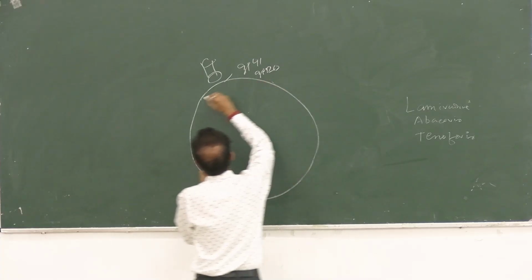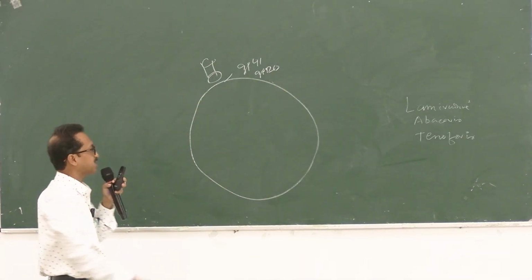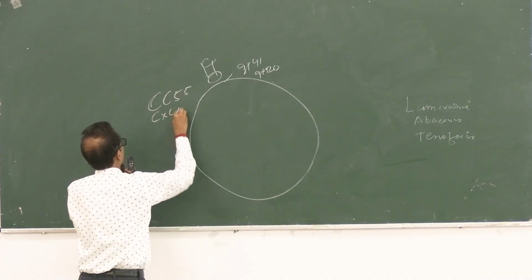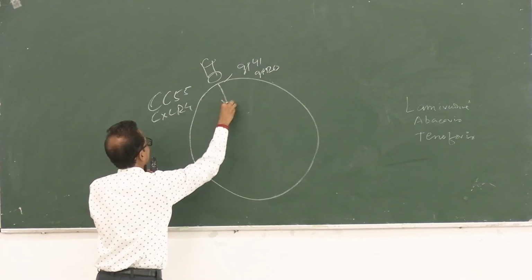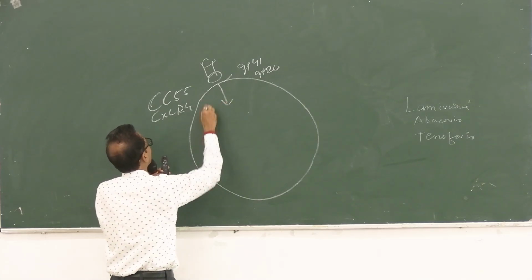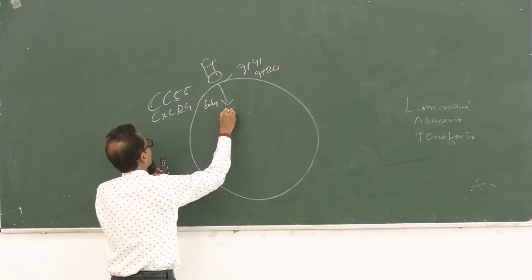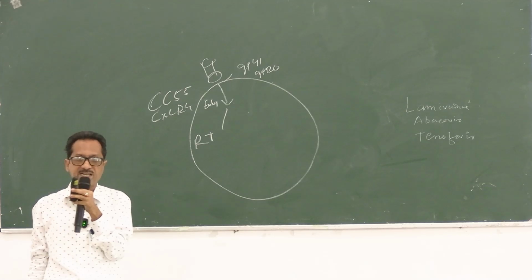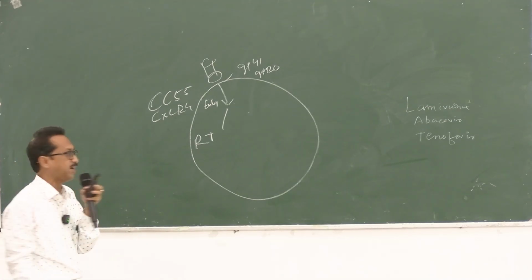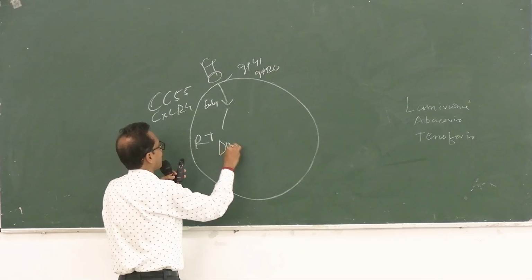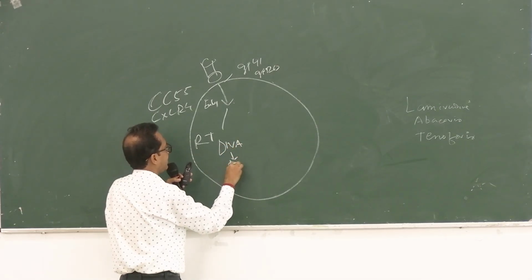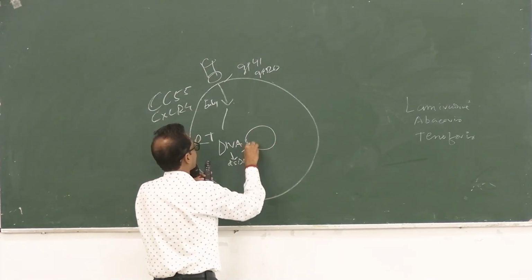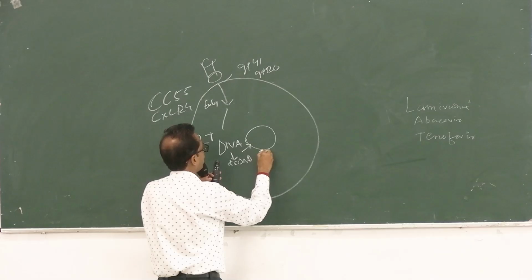So what are the co-receptors? Co-receptors are CCR5 or CXCR4. Then the virus gets entry. On entry, the main enzyme is reverse transcriptase. HIV is what type of virus? It is an RNA virus. By the reverse transcriptase of the virus, it is converted to DNA, then double-stranded DNA, and they enter the nucleus. So they integrate with the nucleus.